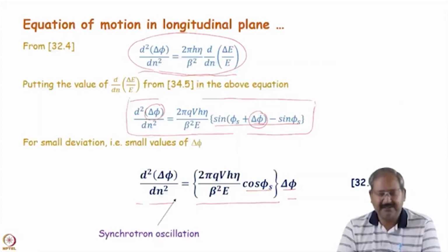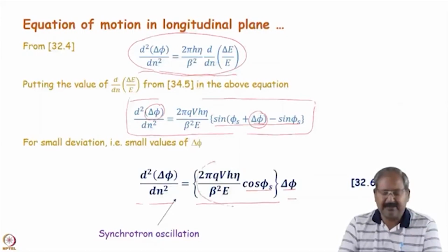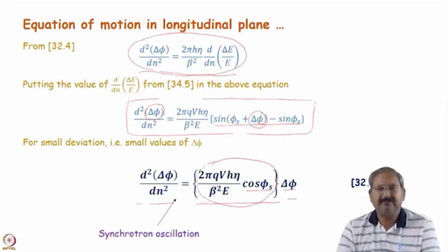Now you can see here, this overall number should be negative for oscillations, because it is on the RHS, so it should be negative for the oscillation.